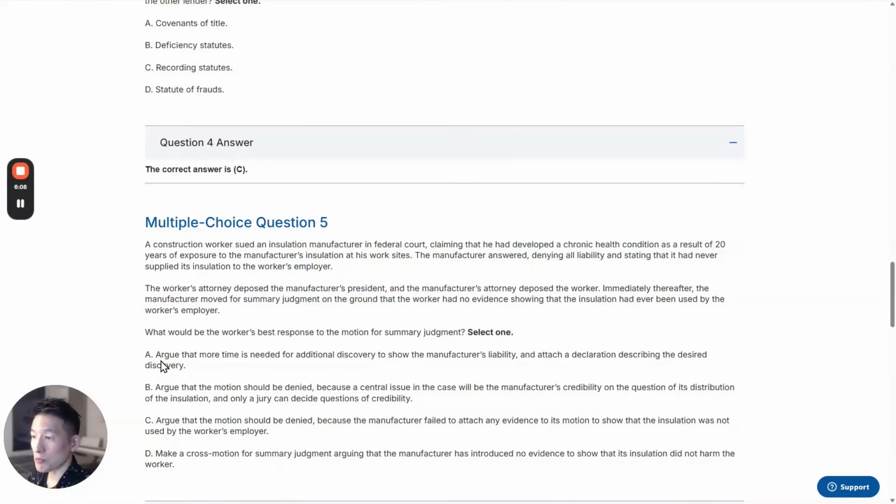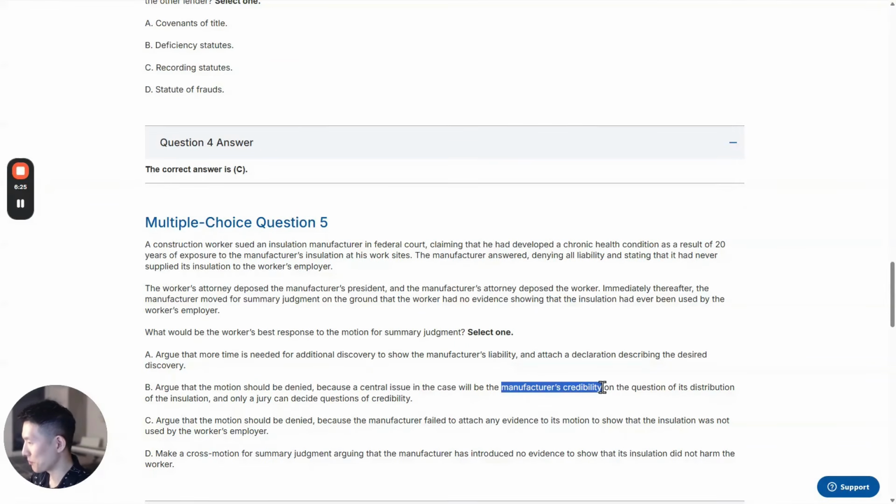So one choice, we could argue, or the worker could argue that more time is needed for additional discovery to show the manufacturer's liability and attach a declaration describing the desired discovery.